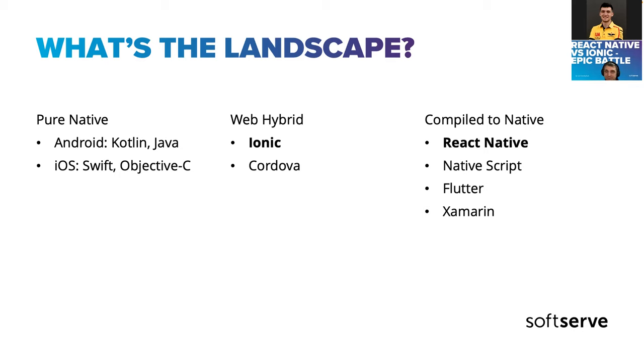So let's start with the mobile landscape. What do we have on our tool belt when we develop our mobile applications? Of course we have the pure native approaches like Android, mostly written nowadays in Kotlin, some in Java, and iOS, Swift, some Objective-C, with interoperability between them. In the web hybrid category, we have mostly Ionic nowadays, which mostly uses Capacitor. We have Cordova, but it's pretty old and can be used with Ionic or by itself, but not very often.